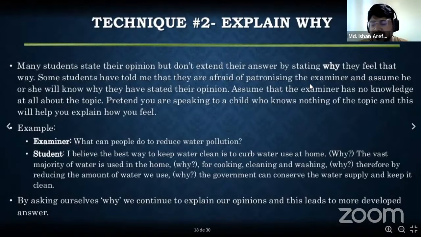When at first you mention your real answer for the question, after that you should explain why you have stated that particular reason. So giving explanation is very important. That's technique 2, which is a must do for every question. You have to try to explain your answer for every question.